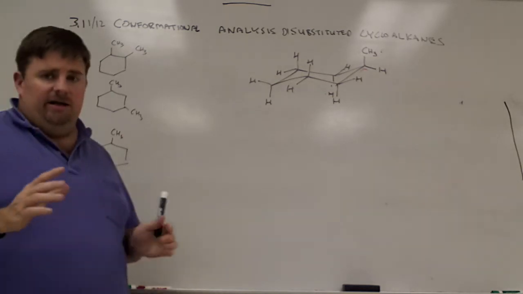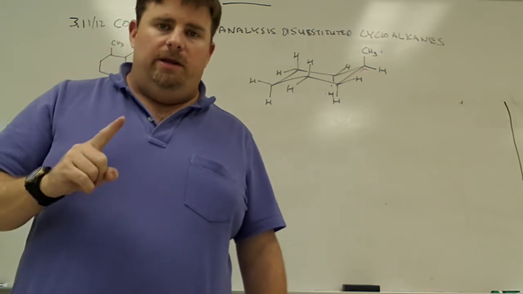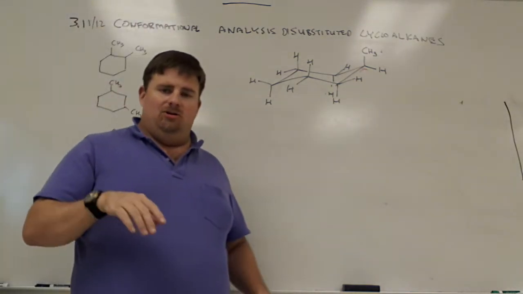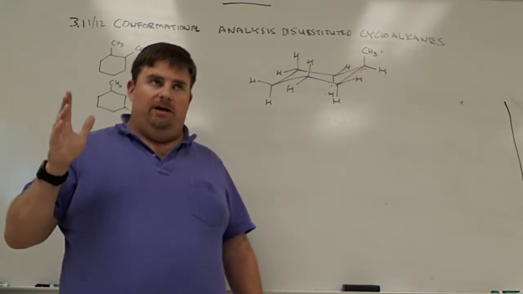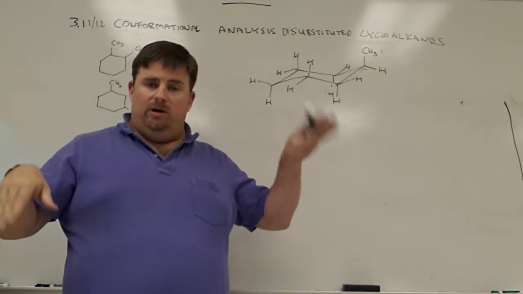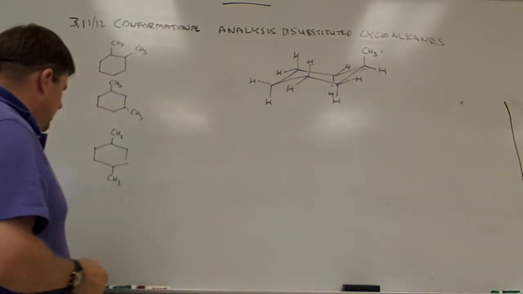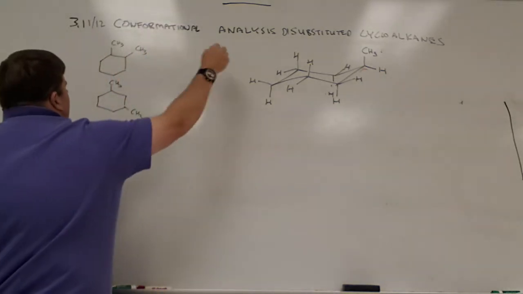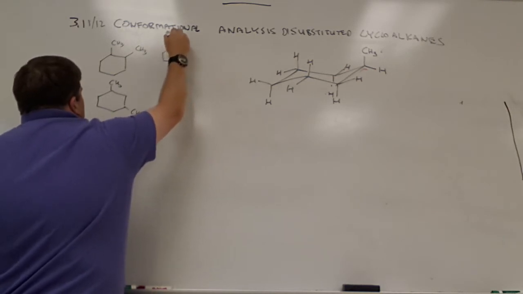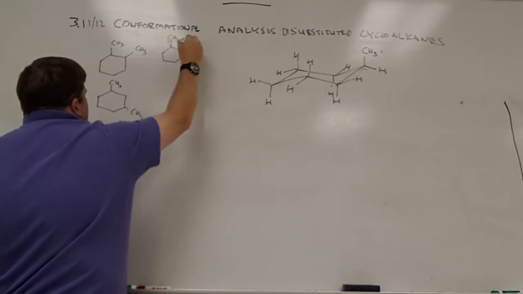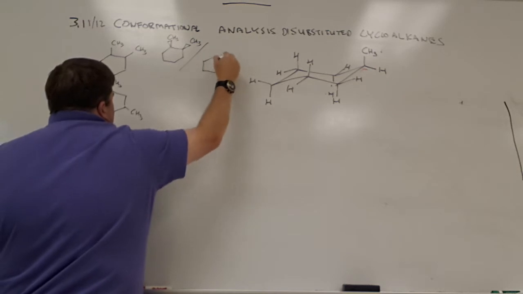Now, if I've got a disubstituted cycloalkane, I can have two different isomers that are associated with it. One is going to have the two CH3s both up with regards to whatever they're bound to, and one other one is going to have one up and one down, or one down, one up. You can also have two that are down, but that's basically the same as being up. Okay, so what does that mean? Over here, I can have two different stereoisomers. I can have the one where they're both on the same side, and one where they're both on opposite sides.